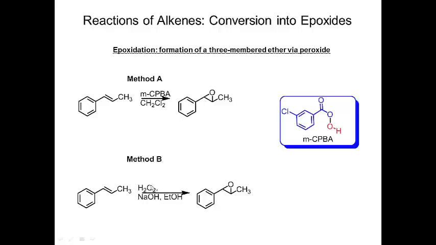Method B uses hydrogen peroxide and then sodium hydroxide and ethanol, which is just my solvent. All right, and again, I'm taking an alkene and I'm converting it into an epoxide. So if you see these reagents, you know that you are taking a double bond and transforming it into an epoxide. So when you make your flashcards, make sure that these reactions are shown and that the reagents are properly shown, so that you'll be able to distinguish these reactions from other reactions.